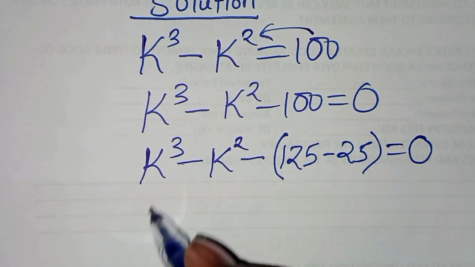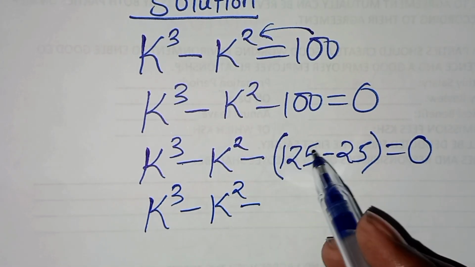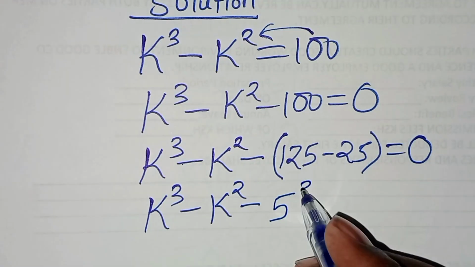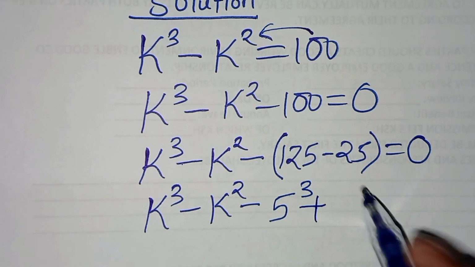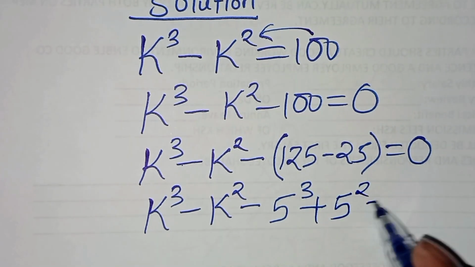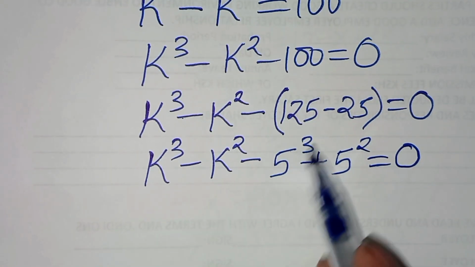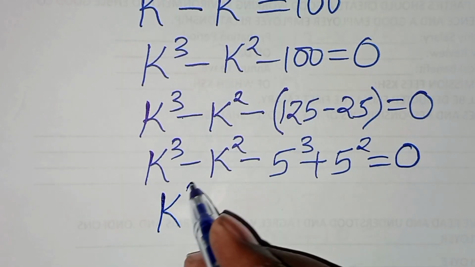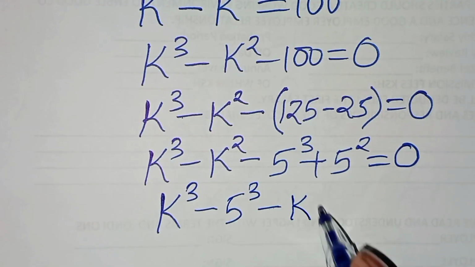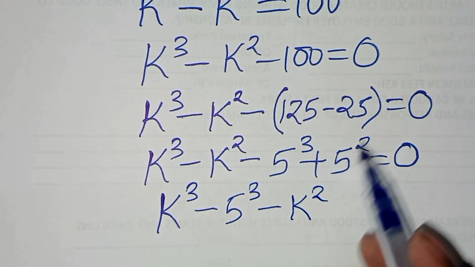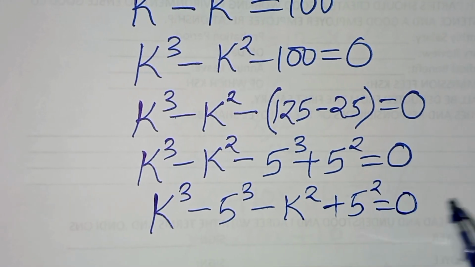Now from here, we have k to power 3, subtract k to power 2, subtract, now 125 can be expressed as 5 to power 3. Now here, negative times negative, this is plus 25, which is 5 to power 2. This is equal to 0. Now we have k to power 3 and 5 to power 3, so we can write this as k to power 3 subtract 5 to power 3, subtract k to power 2 plus 5 to power 2. This is equal to 0.